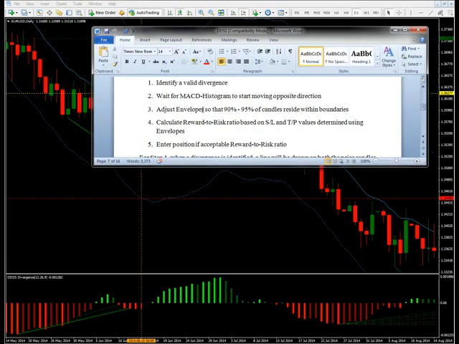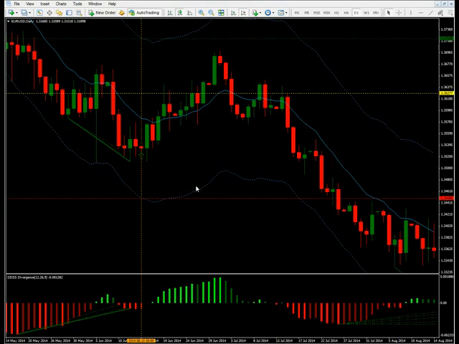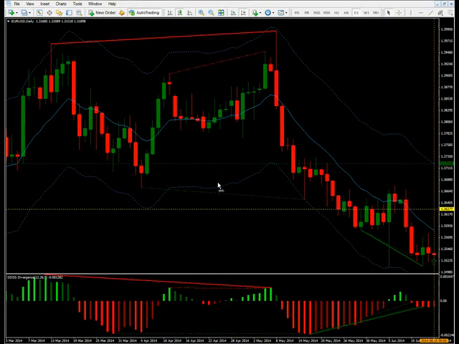Step number 3 then is to adjust the price envelopes so that 90 to 95% of the candles reside within those envelopes. So let's adjust our chart here.